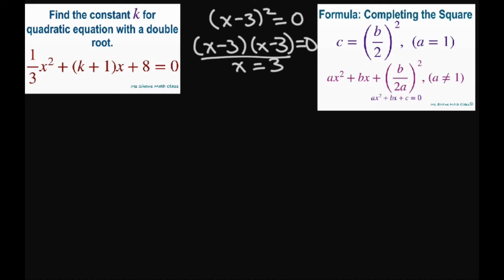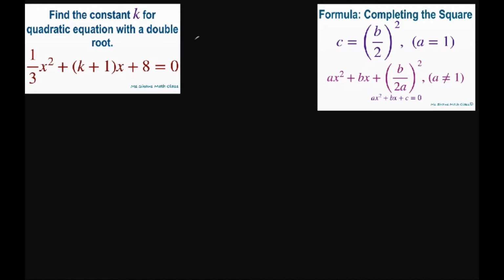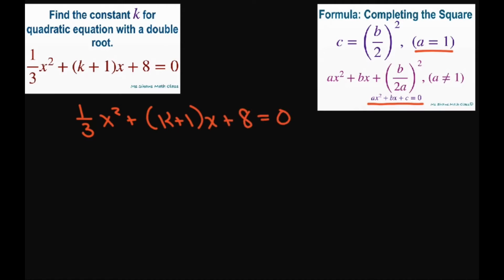All right, so now all we're going to do here is complete the square. And to do that, I want my a to equal 1 when you're looking at standard form. So I'm going to take 1/3 x squared plus (k plus 1)x plus 8 equals 0, and multiply each term by 3. So that will eliminate this 1/3.